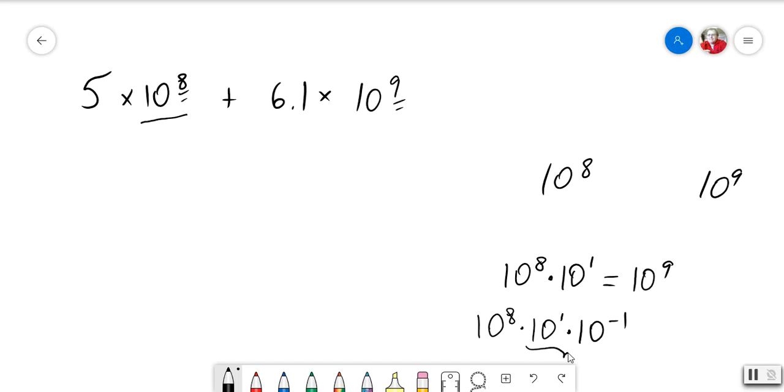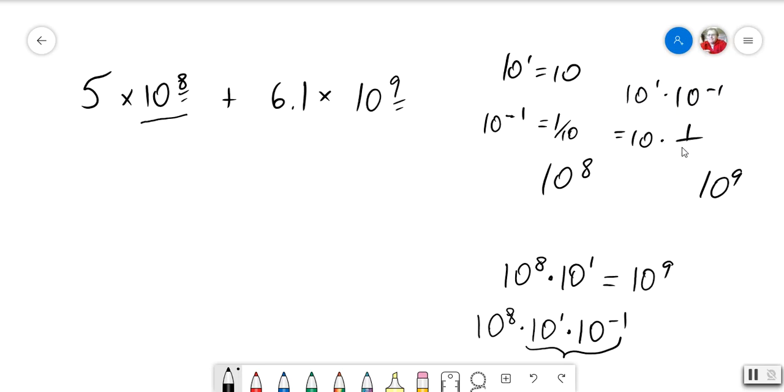Well, these two guys, 10 to the 1st means 10. Hopefully you remember that 10 to the negative 1, a negative exponent, means a fraction. So 10 to the 1st times 10 to the negative 1 equals 10 times 1 over 10. Cross cancel equals 1. So these two guys right here are equivalent to 1. 1 times 10 to the 8th doesn't change it.